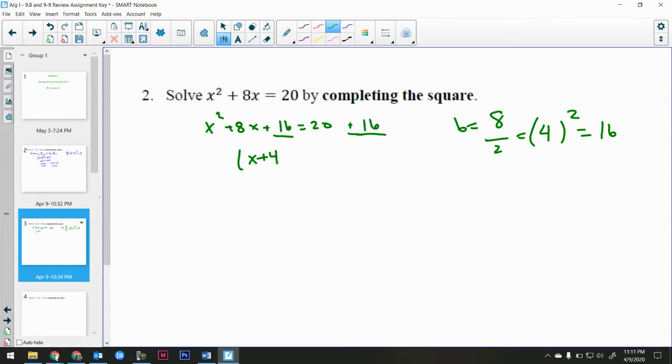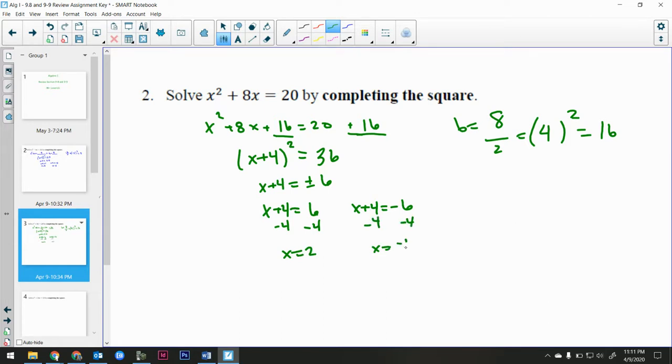So this turns into x plus 4 squared is equal to 36. Again, x plus 4 is equal to plus or minus 6. So x plus 4 is equal to 6, and x plus 4 is equal to -6. Subtract the 4 from both parts. X equals 2, or x equals -10. Okay, there's number 2.